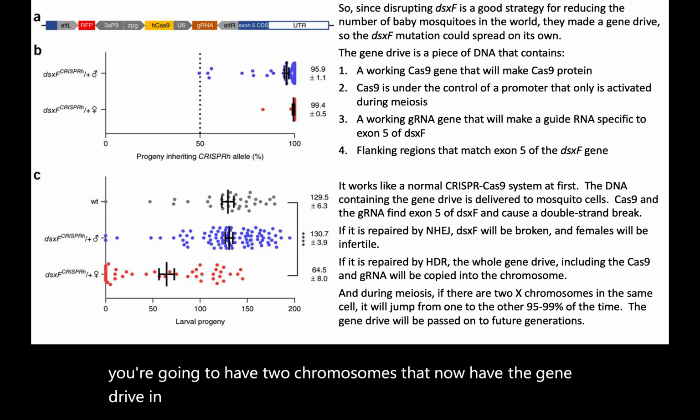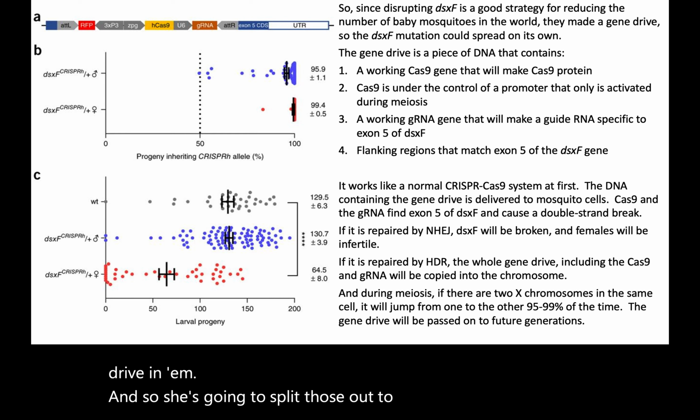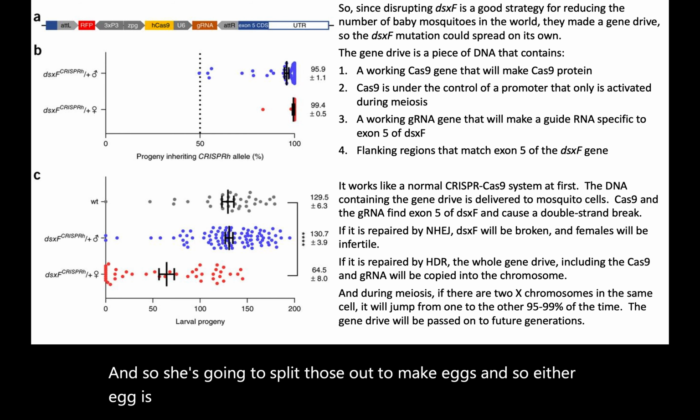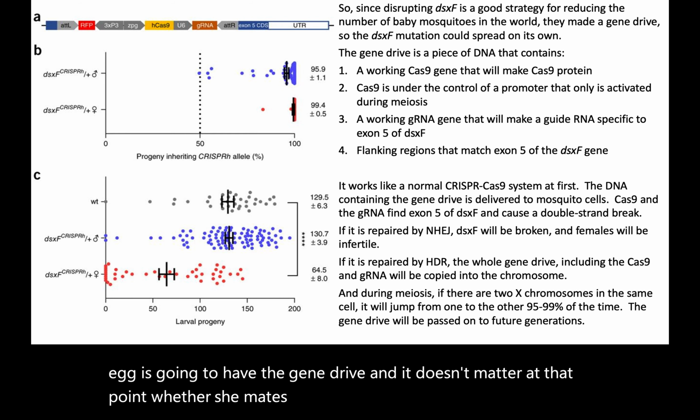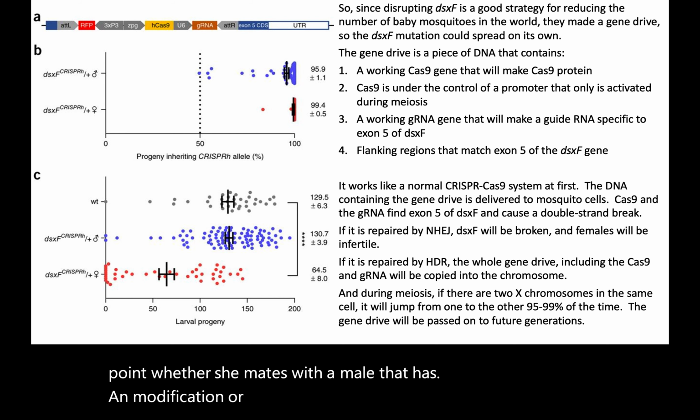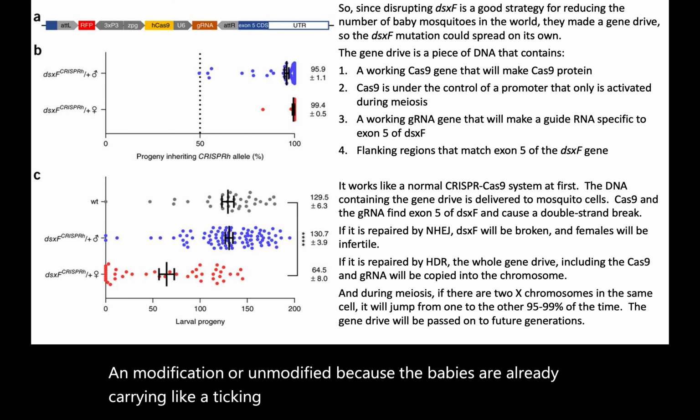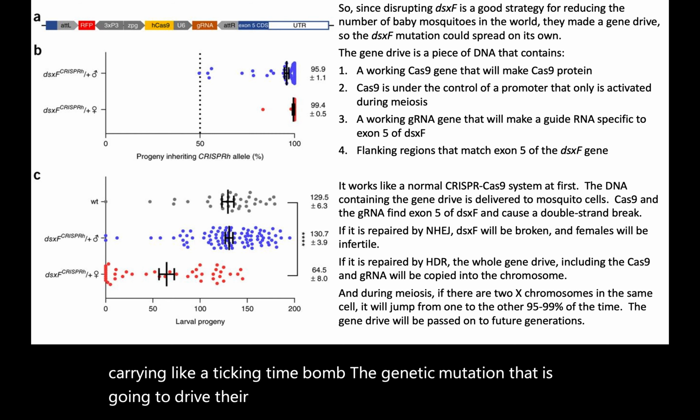And so she's going to split those out to make eggs, and either egg is going to have the gene drive. It doesn't matter at that point whether she mates with a male that has a modification or is unmodified, because the babies are already carrying, like a ticking time bomb, the genetic mutation that is going to drive their species to extinction.